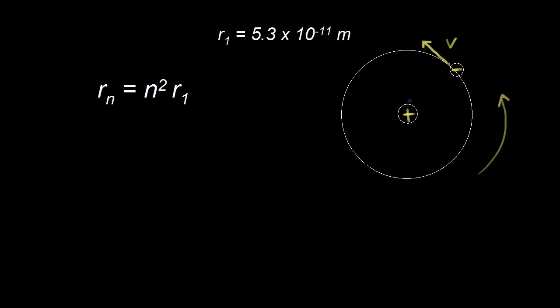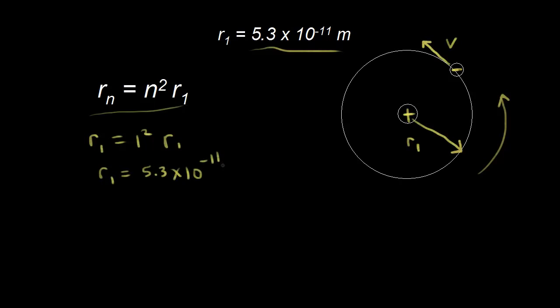And in the last video, we calculated this radius, right? So we calculated the radius of this circle, and we said this was equal to r1. So r1 turned out to be 5.3 times 10 to the negative 11th meters, which is an important number. And we also derived this equation: r for any integer n is equal to n squared times r1. For example, if we wanted to calculate r1 again, the first allowed radius using the Bohr model is equal to 1 squared times r1, and obviously 1 squared is 1, so r1 is equal to 5.3 times 10 to the negative 11 meters.